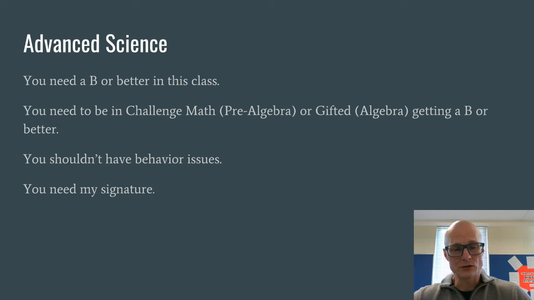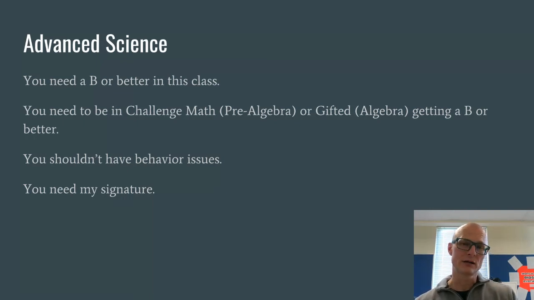You shouldn't be a behavior issue, because what this class is, challenge science or advanced science, is they're doing things twice as fast. They're not doing more difficult work. They're doing all of 8th grade the first semester. They're doing all of 9th grade the second semester. And in order to make the timeline, it's going to involve homework. There's no wasted time. You need to be able to keep up. So if homework takes you more than it does the typical student, you might want to steer clear of this one and just stay on the typical path.